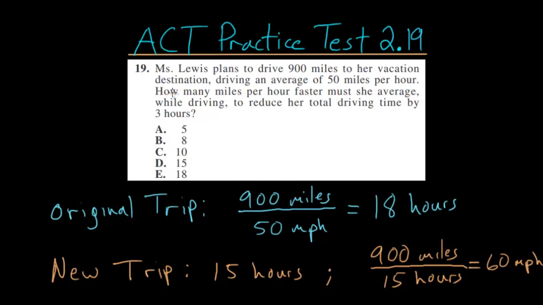So the question asks, how many miles per hour faster must she average to reduce her total driving time by 3 hours? And we figured out that she has to go 60 miles an hour to reach her destination 3 hours faster. And her original pace was 50 miles per hour. So she had to increase her driving speed by 10 miles per hour, going from 50 to 60. So our final answer here is the choice letter C.